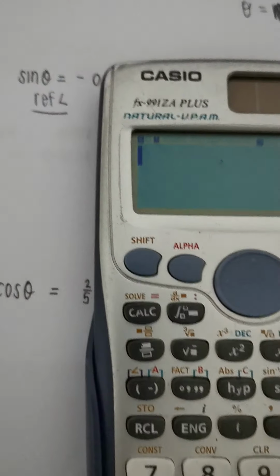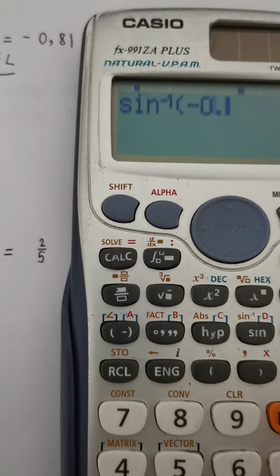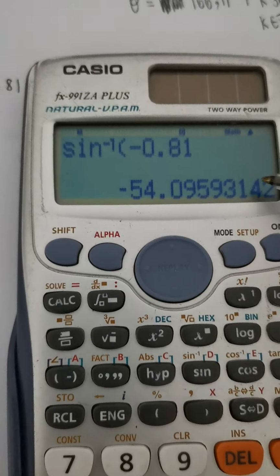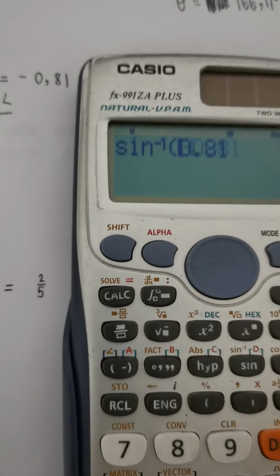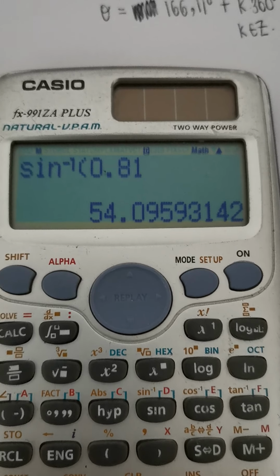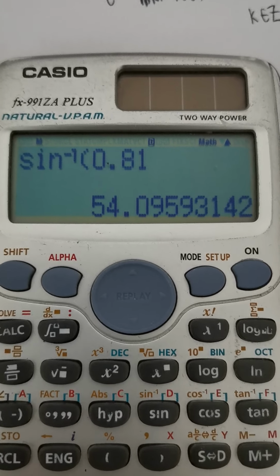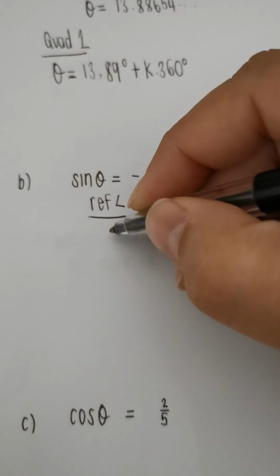So, shift sign negative 0.81. Okay, that's my, oh, we don't put the negative, let's take that away, sorry, there we go. Without the negative sign, that's my angle, so 54.095. Okay, that's my angle, let's write this down.